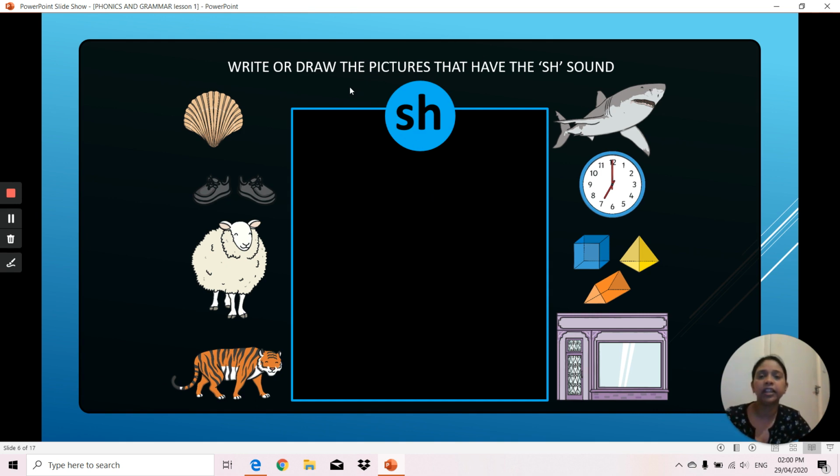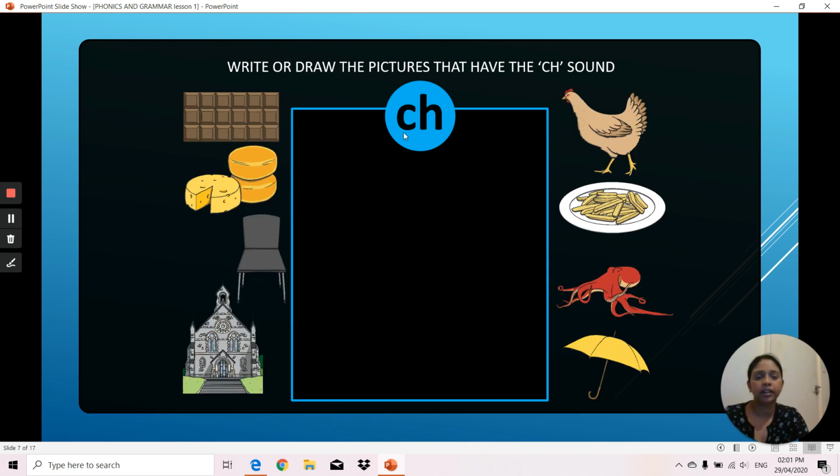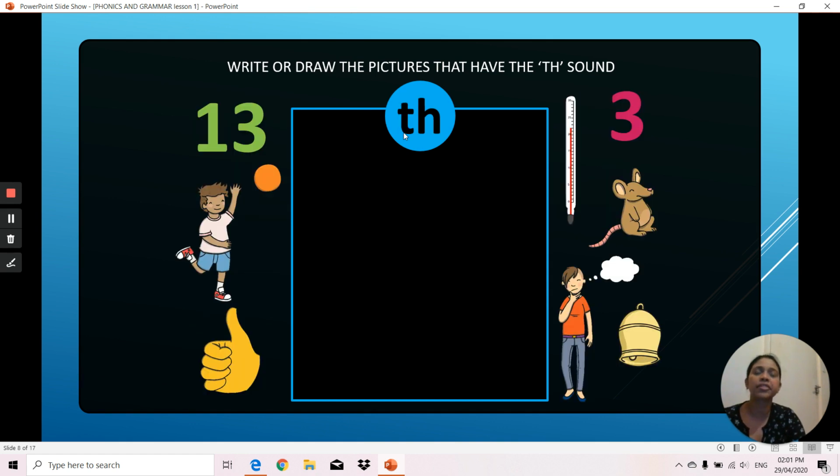So in these tasks for your sh sound, you can either write or draw the pictures around here that will have your sh sound. Your next one is your ch sound and your th sound. Okay, that is all we have for phonics. And now let's move on to your grammar bit.